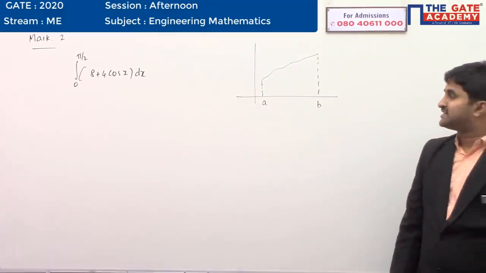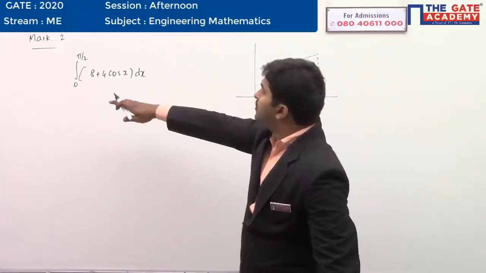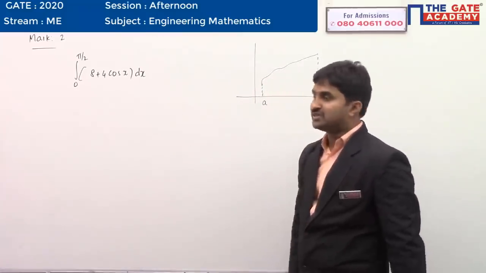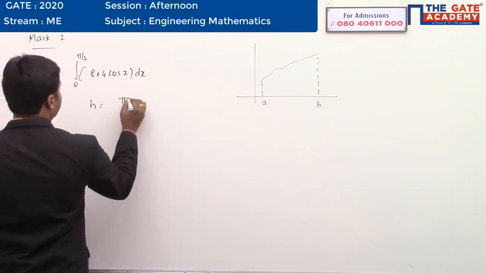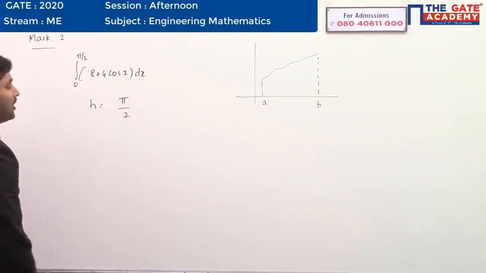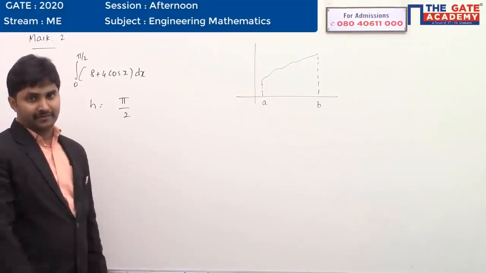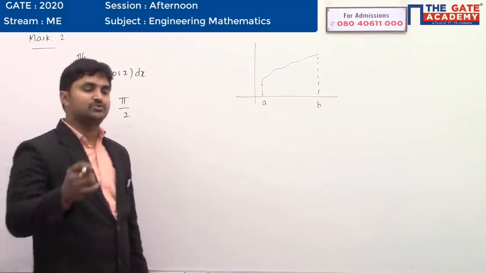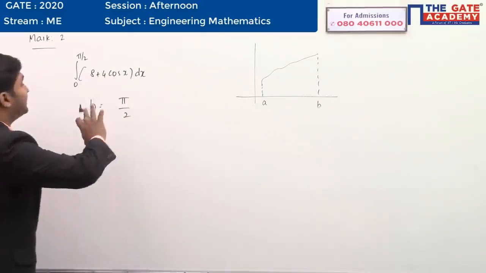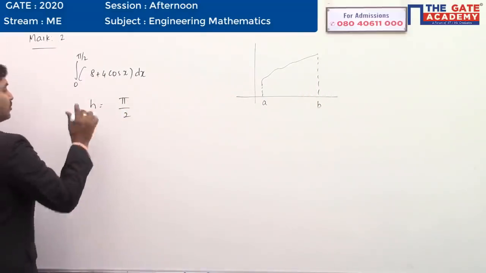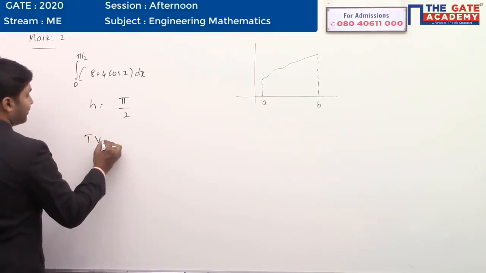So you're going to start from 0 and you're going to end at pi by 2. So step size h is equal to pi by 2. Now the question is to find the error. We know the trapezoidal method is going to give a lot of error for us. So first of all, let us find the analytical method of solving this, which is going to give us the true value without any error.